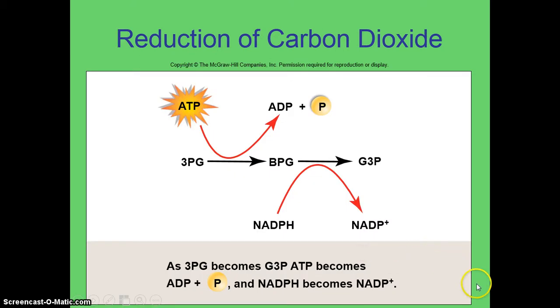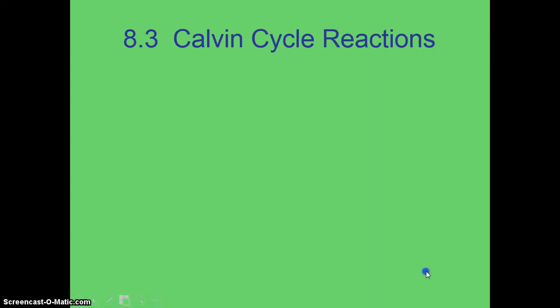This is showing the reduction of carbon dioxide. So we have 3PG, and ATP gives it some energy, and BPG is going to be changed to G3P. So the big thing is we have 3 PGs that become G3Ps, and ATP is going to be changed into ADP and phosphate, and then we're also going to have NADPH that's going to turn into NADP plus again during that reduction.